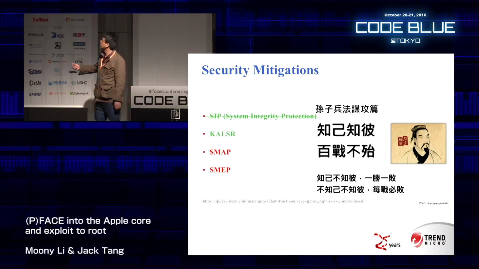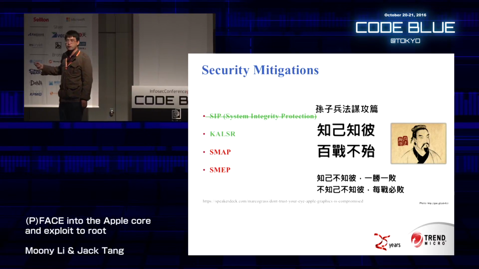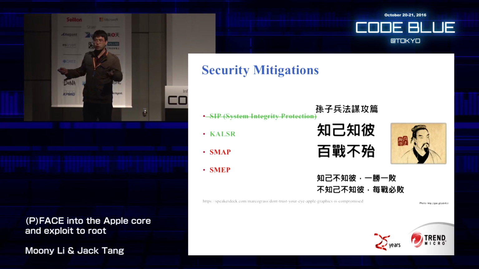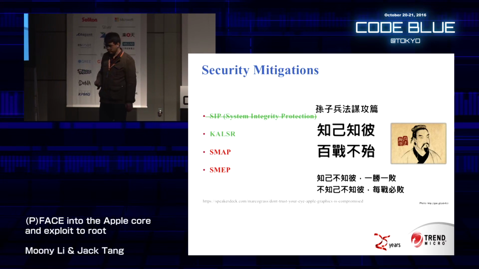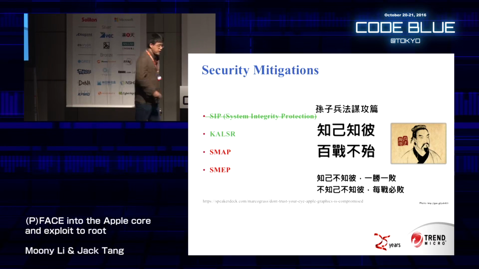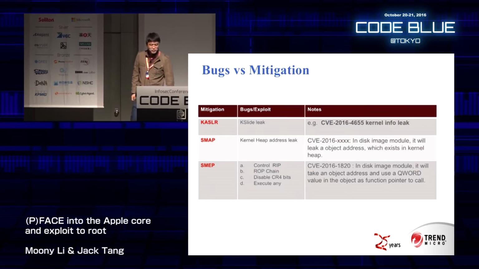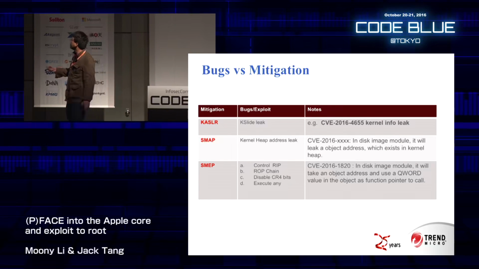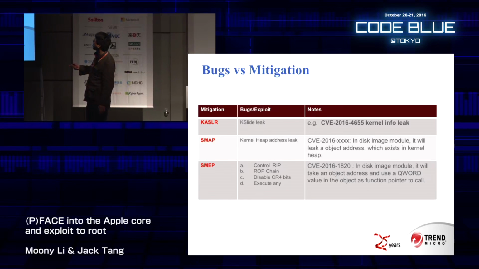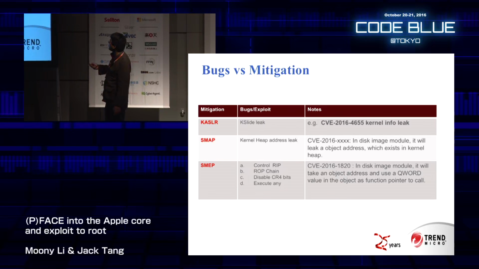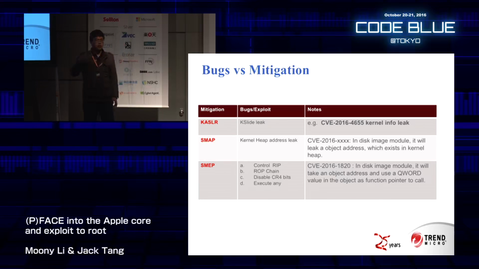Actually, we can ignore SIP because this is irrelevant to OS X kernel root. We would care about KASLR, SMAP, and SMEP. To bypass KASLR, actually we have no new vulnerability to bypass the kernel address randomization. We just use the old vulnerability here. It could leak the key slice of the text segment in the kernel mode to user mode.